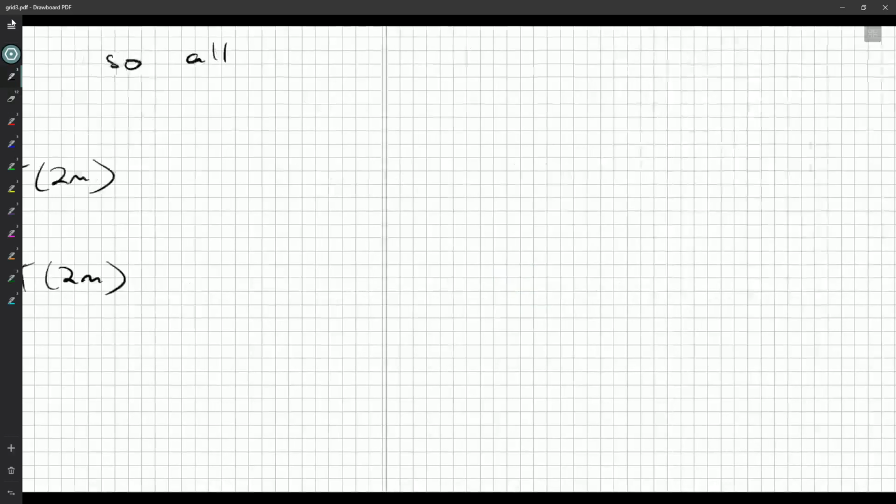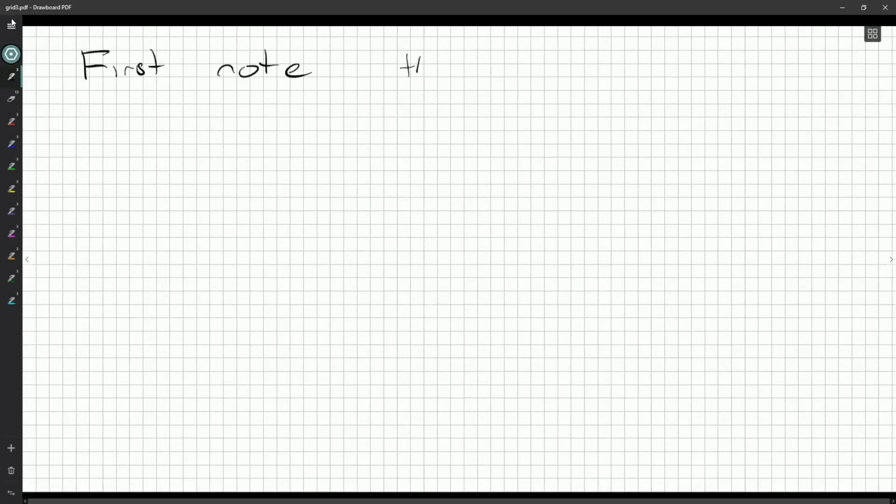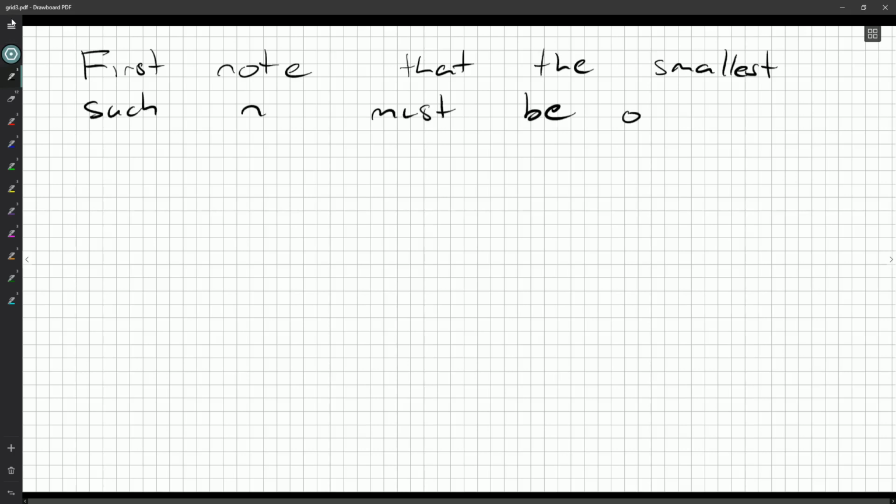Okay. Now C part, we want the smallest n so that T of n is greater than the year. Okay. Maybe we couldn't actually get the year. Fine. Okay. So for C part, first note that the smallest such n must be odd.